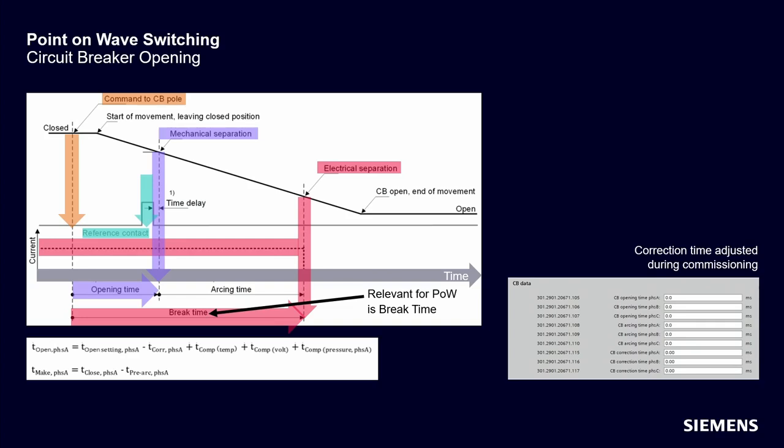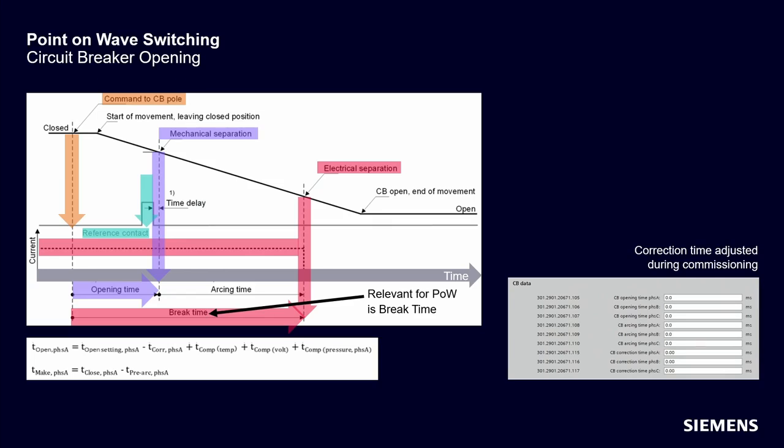The calculated opening time will be defined according to the equation in the middle. T open equals T open setting from DIXIE minus T correction plus T compensation temperature plus T compensation voltage plus T compensation pressure. That means the calculated opening time will take into account all the compensation as well as the correction time. The compensation times are normally available from circuit breaker data. Correction times are adjusted during commissioning on site. Correction times are entered as parameter numbers 115, 116 and 117 on the bottom right side.